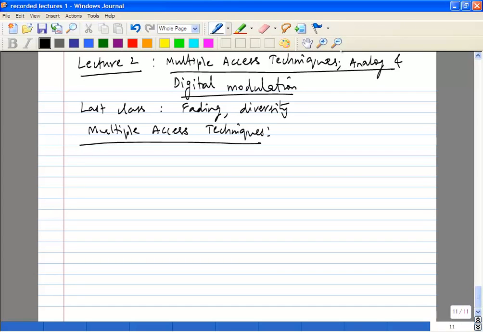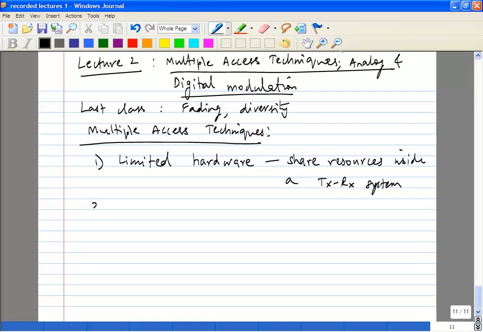So what does this mean? It means a number of things. First of all, you have limited hardware, so you may want to share resources inside a transceiver, and you have limited spectrum. Usually this is in the form of shared bandwidth. So we'll look at multiple access techniques for each one of these.